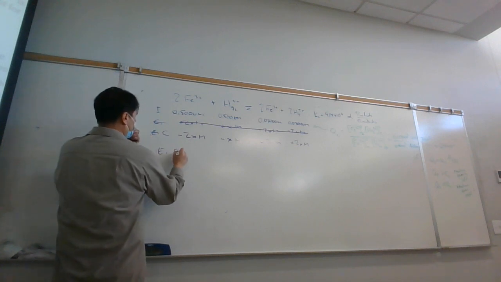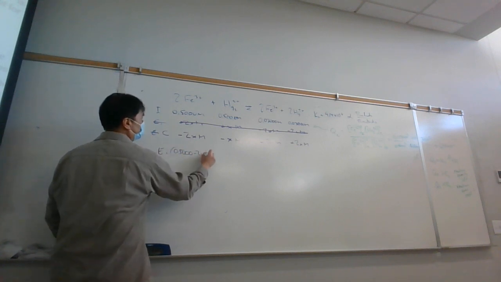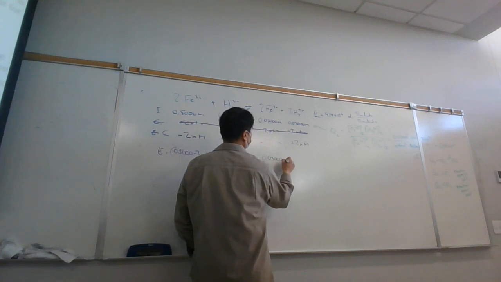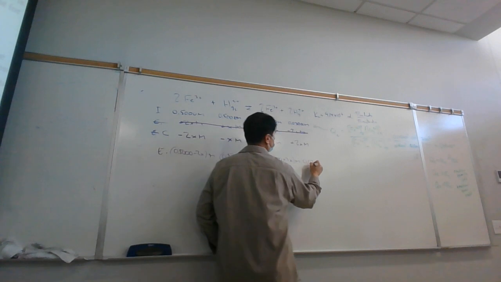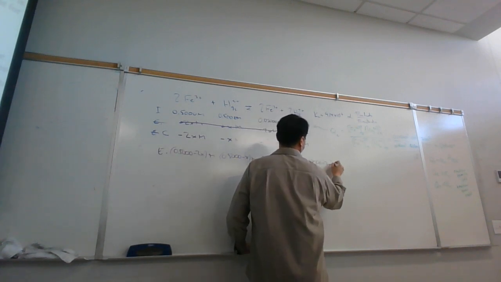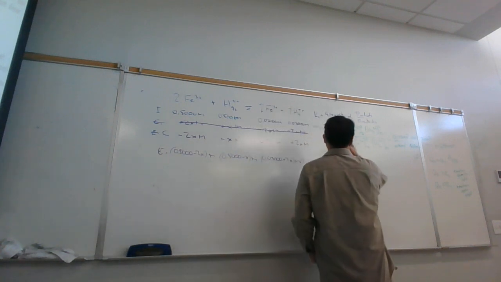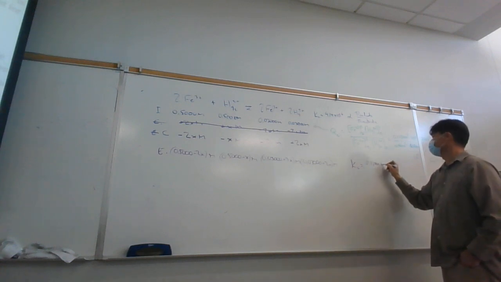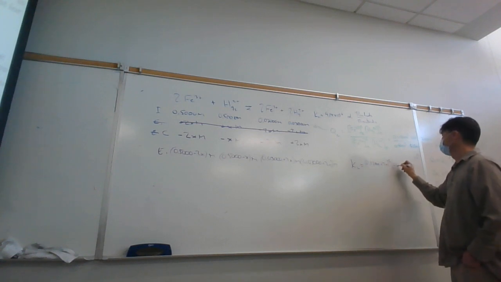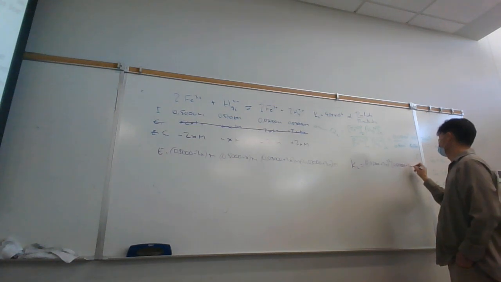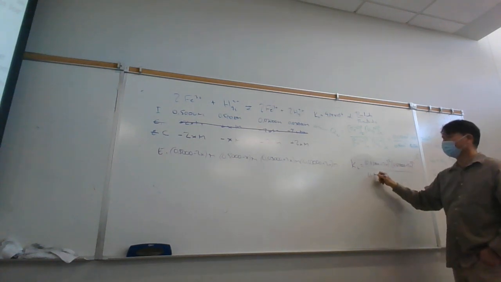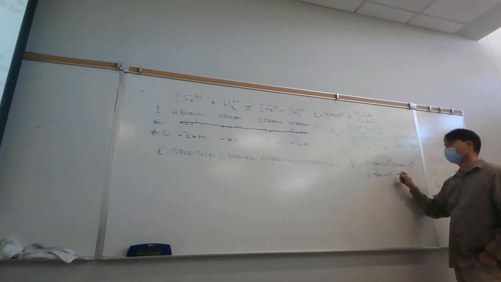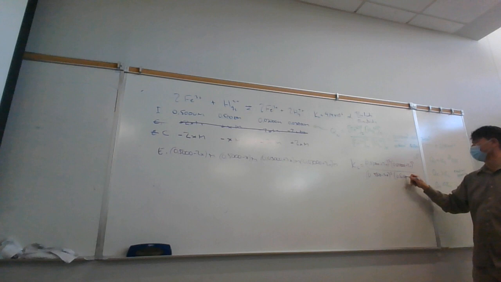And so at equilibrium, we're going to have 0.5000 minus 2x molar, 0.5000 minus x molar, 0.03000 plus 2x molar and 0.03000 plus 2x molar. Okay, so now we're going to go back to K. The KC is going to be 0.03000 plus 2x quantity squared times 0.03000 plus 2x quantity squared divided by 0.5000 minus 2x quantity squared and 0.5000 minus x.